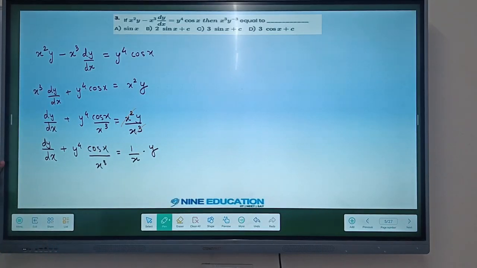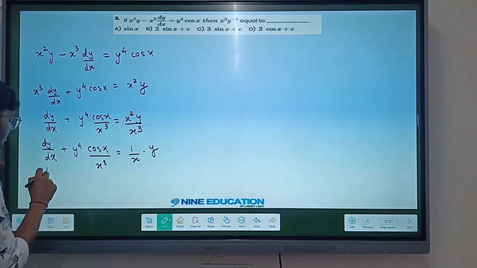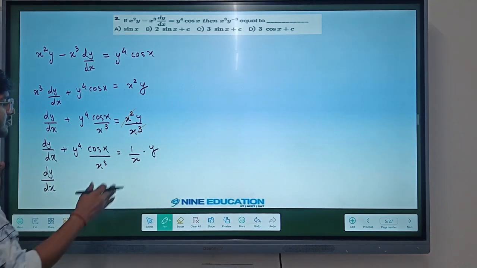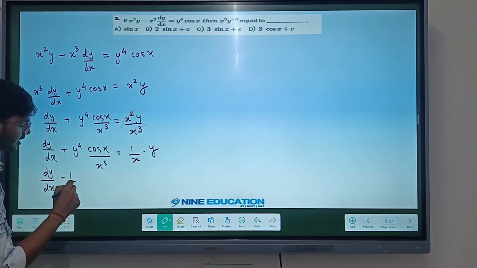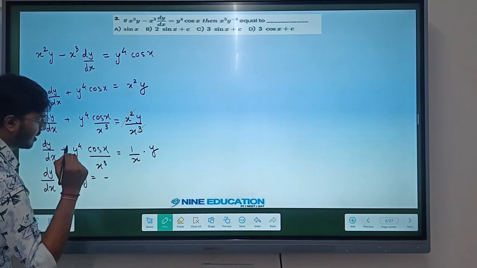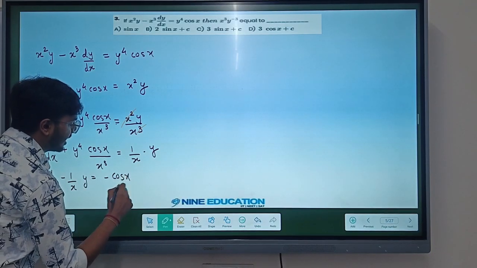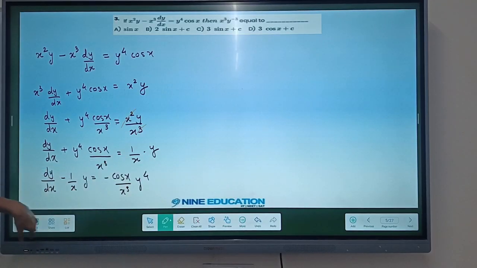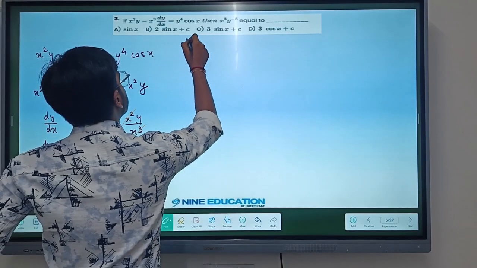Now I have to simplify this further. So I'll use Bernoulli's theorem or linear. I have to convert this to a linear differential equation. What will I do? I'll take this over here: minus 1 by x into y equal to minus cos x by x cube into y power 4. So what will I do? I'll divide all sides by y power 4. So what will I get?